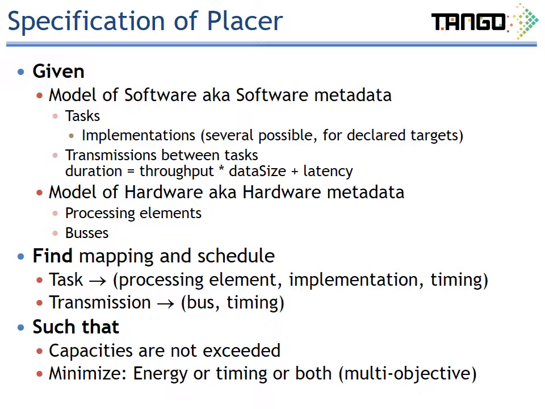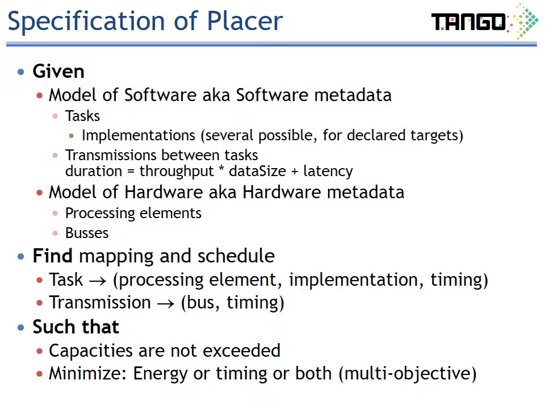Also, an implementation can have several targets, so you can have one task with one implementation targeting FPGA, another targeting CPU, and a third one targeting FPGA again. That's absolutely possible. Transmissions are defined mostly by the data size, so that the transmission duration is computed by the formula you see on the slide: the throughput multiplied by the data size, plus the latency. However, throughput and latency are properties of buses.